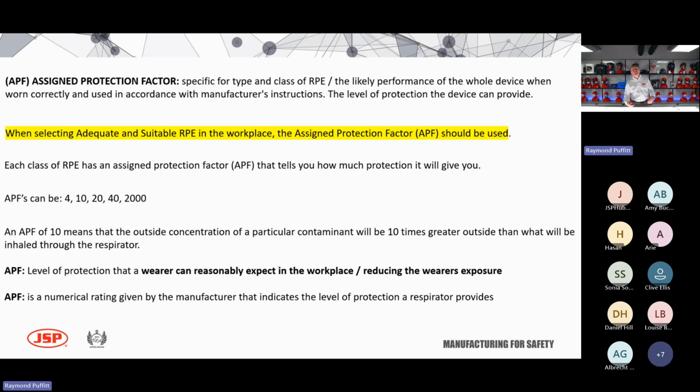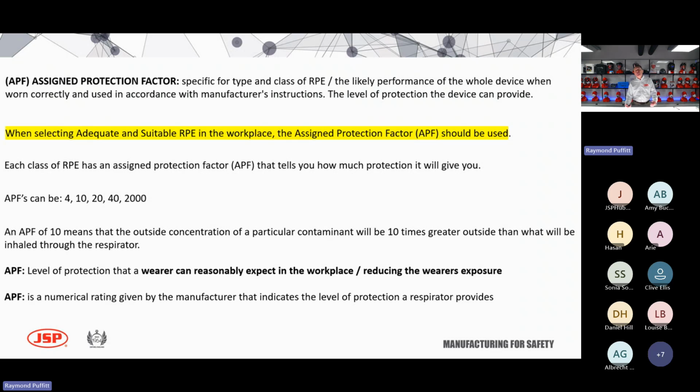I've given some more depth of explanation here on the assigned protection factor. If you read the first one, there are specific types and classes of RPE, and their performance, if worn correctly, will live up to the APF level. There are things that will reduce that level of protection, such as not shaving, having more than 8 hours of stubble on your face, or maybe you haven't donned the product correctly. So your APF value, the score that you need in that workplace, is getting lowered because of certain factors. There could be human factors, and usually they are human factors, that relate to the performance of the product dropping. So when selecting adequate and suitable RPE in the workplace, look to use the assigned protection factor.